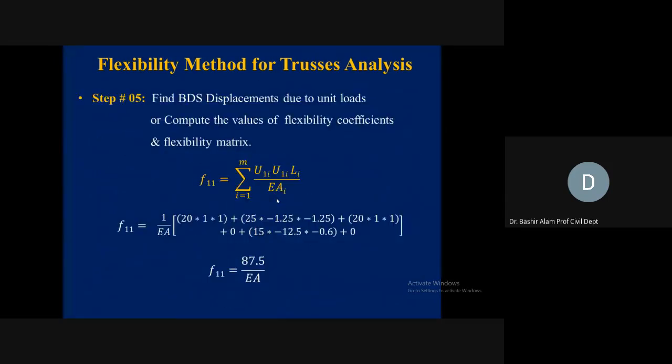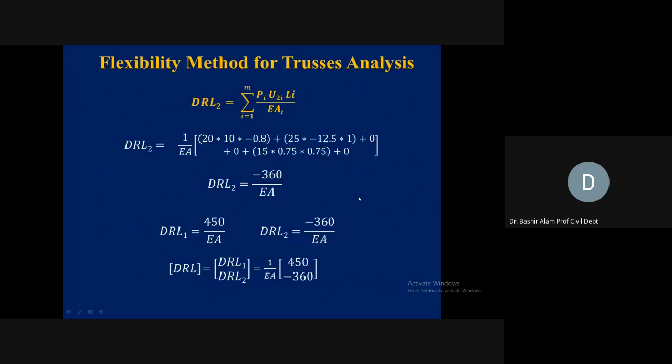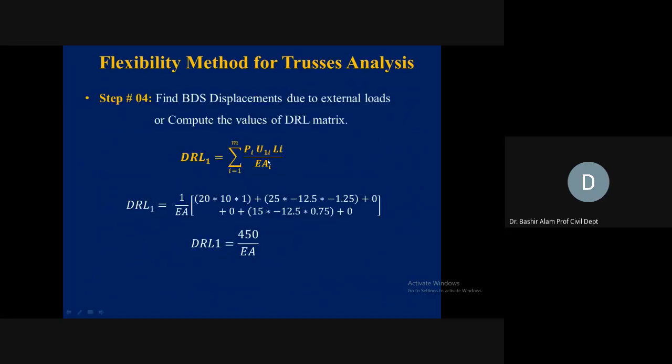So this is for the second member, this is for the third member, 0 is from the fourth, this is from the fifth, and this is from the sixth member, contribution from all the members. This is when we calculate the F11, we are here at the DRL1. So here, from all these 6 members, with their appropriate signs, remember, length is always positive. So the first number is showing the member length, second for the P values, and third for the U values. So all the 6 members' contributions are coming here. DRL1, it is 450 divided by EA.